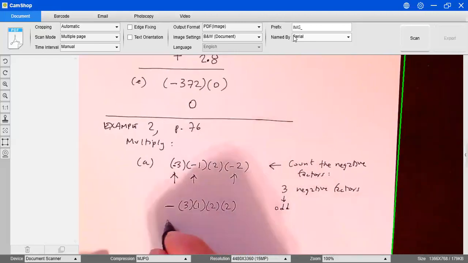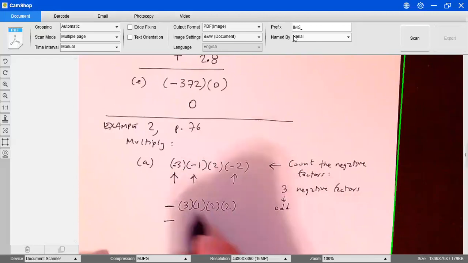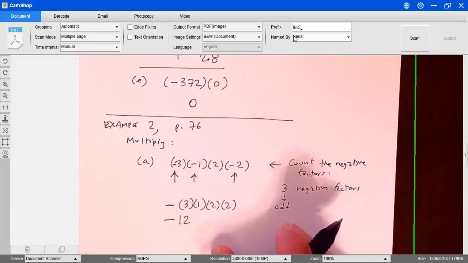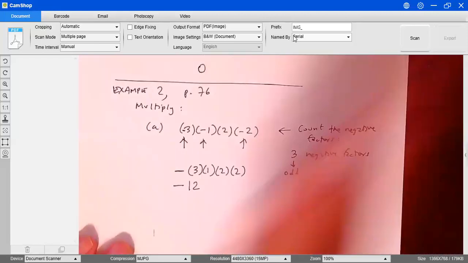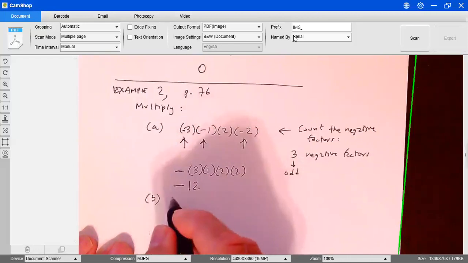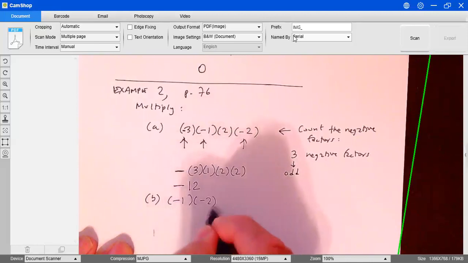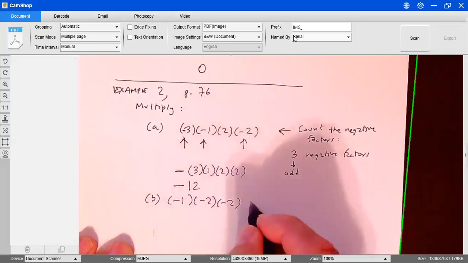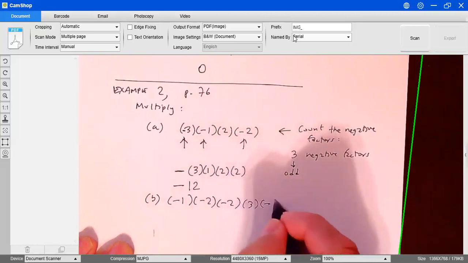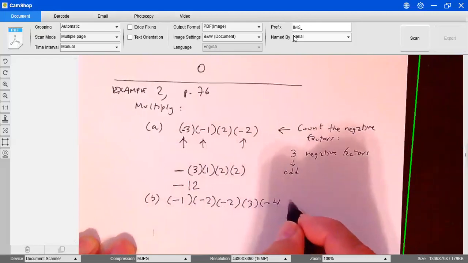So now you proceed with the multiplication. 3 times 2 is going to be 6 times 2, 12 should be the answer, negative 12. Now, the second part is negative 1 times negative 2 times negative 2 times 3 times negative 4.